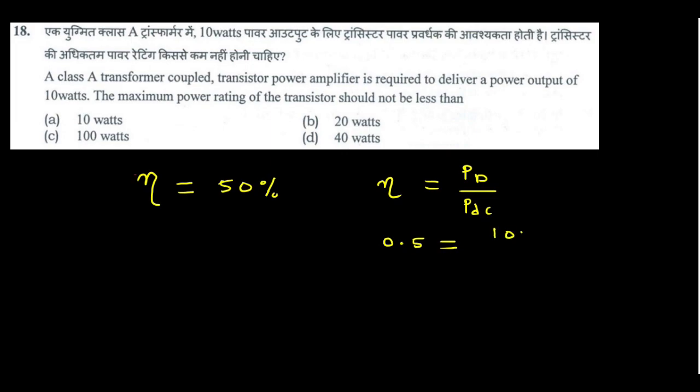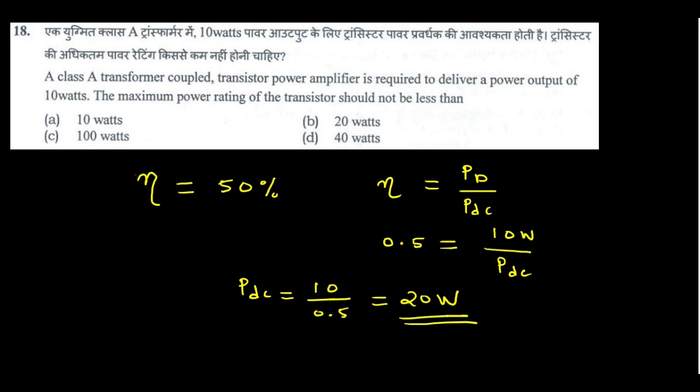What is the power delivered? 10 watt. What is the power consumed when there is no signal, the DC power? That is PDC. So we have to find the value of PDC, then only we can choose a properly power rated transistor. If you cross multiply, PDC equals 10 upon 0.5, which is equal to 20 watt. So the minimum power rating of the transistor has to be 20 watt. This class A amplifier consumes maximum power whenever there is no signal.